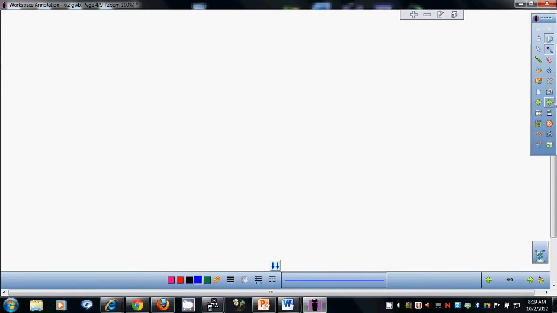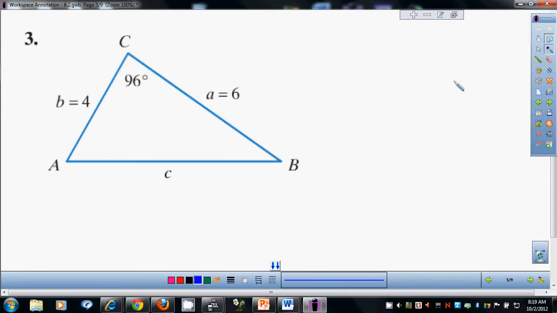So, try this one. Oh, they gave you the obtuse angle, so you don't have to worry about that problem. Solve that triangle. And if someone's feeling confident, you can work it on the board while other people work it on the paper.